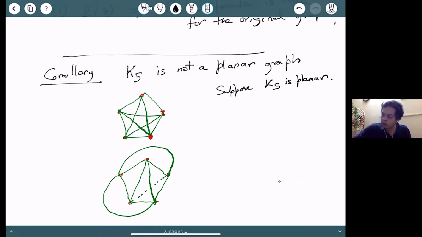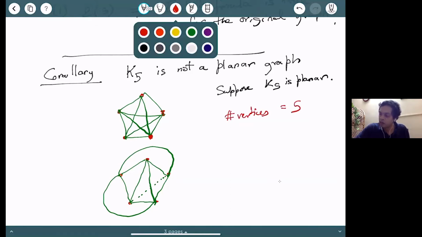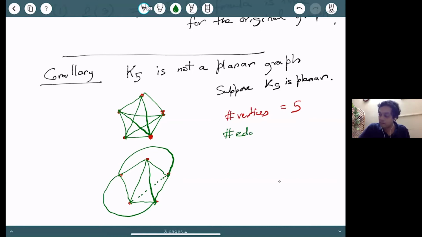So how does the proof work using Euler's formula? If you look at the number of vertices, that's 5. What is the number of edges? Can someone say what the number of edges is? Okay, somebody did it in the chat. It's 10, because it's 5C2, so you're joining all possible pairs. Therefore, Euler's formula will tell you that the number of regions, if there was a planar embedding of K5, has to be 7.